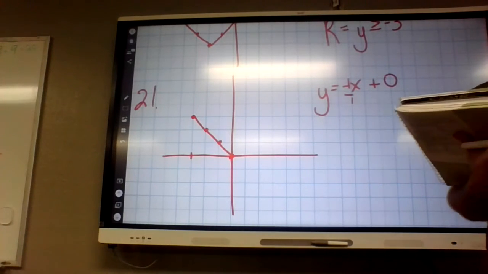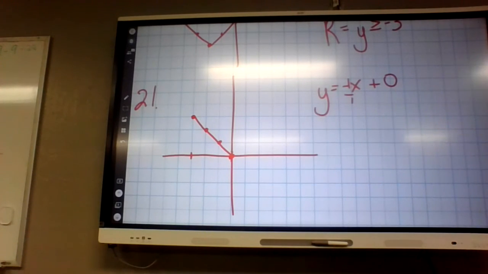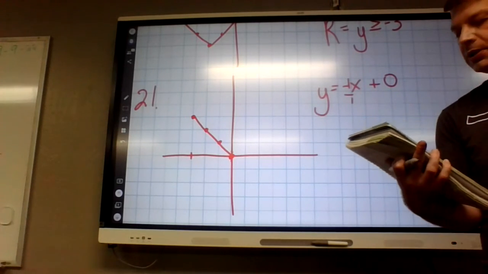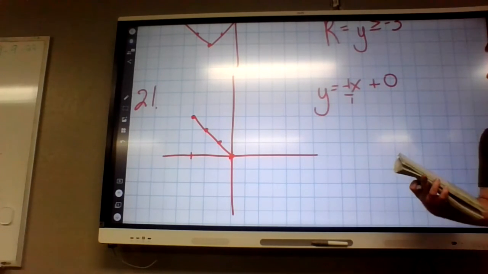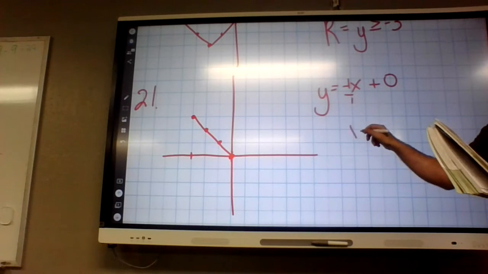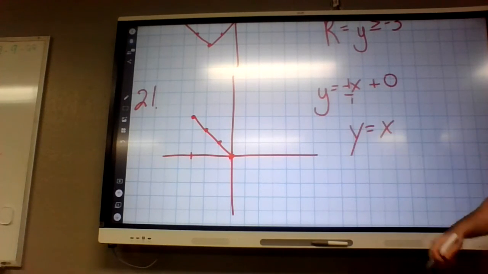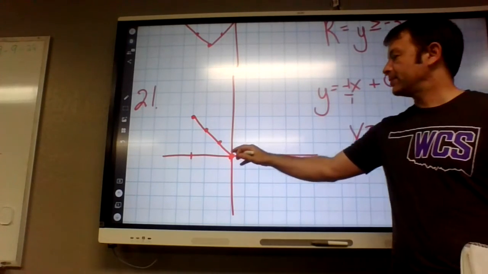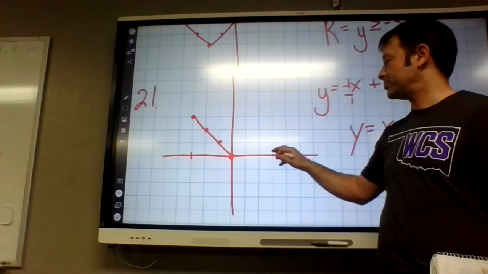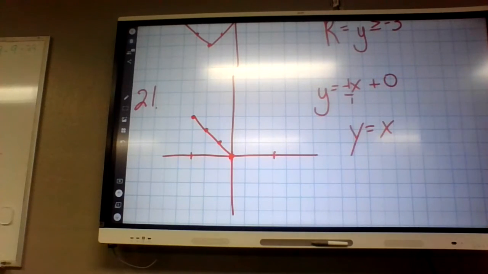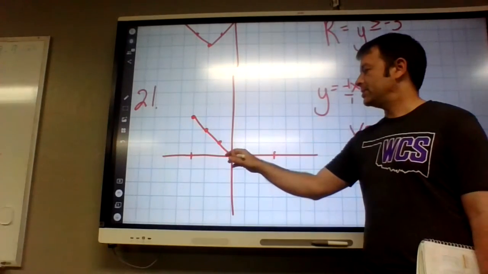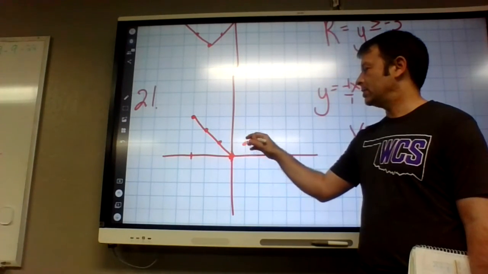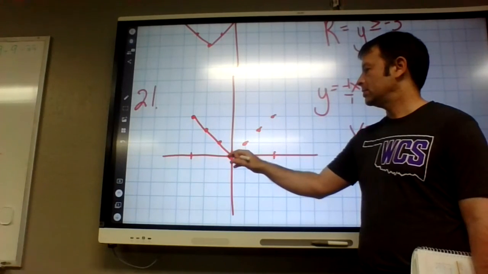And then on the next part it says from 0 to 3, it's just going to be equal to x. So is that just the line y equals x? Zero's included on this one also. So from 0 to 3, y equals x. What's the y-intercept of this line? 0. What's the slope? 1. So we're starting at 0, going up 1 over 1, up 1 over 1, up 1 over 1.